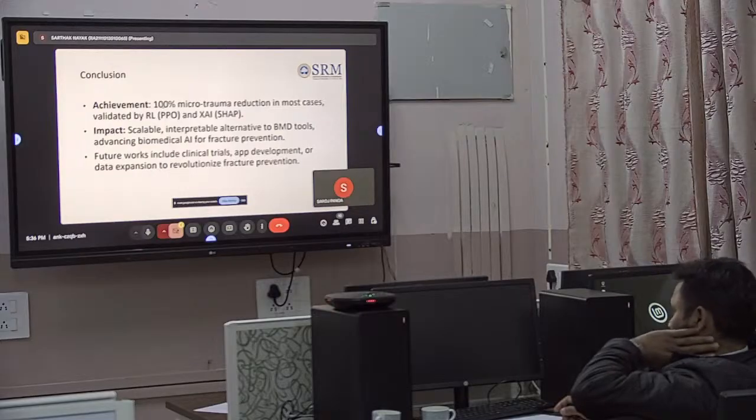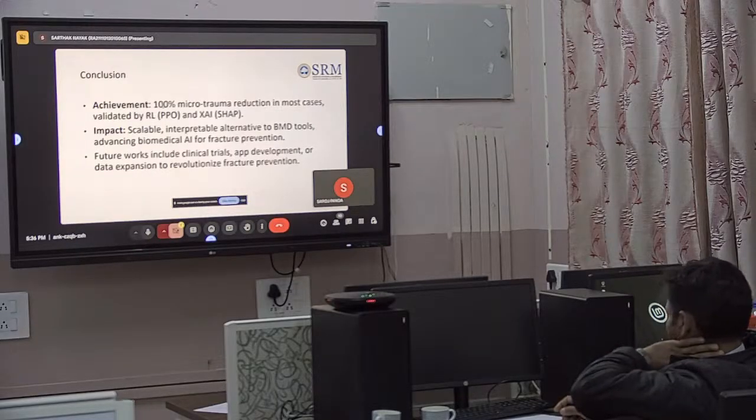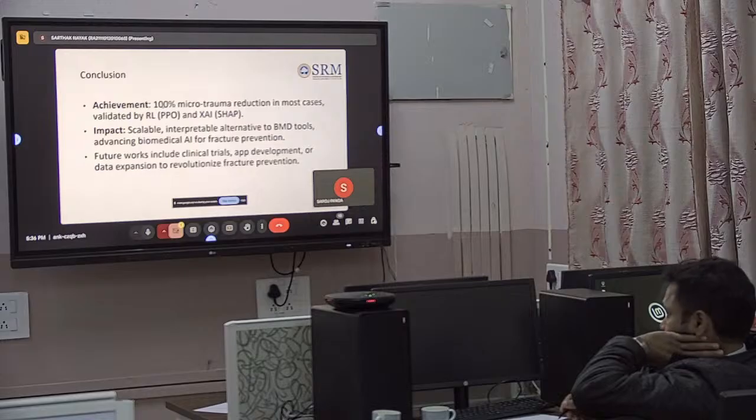Concluding, this framework reduced microtrauma to 0 in most cases, and it's unique because we use surveys, and with that we optimize people's lifestyles so that they can avoid fractures in the future.